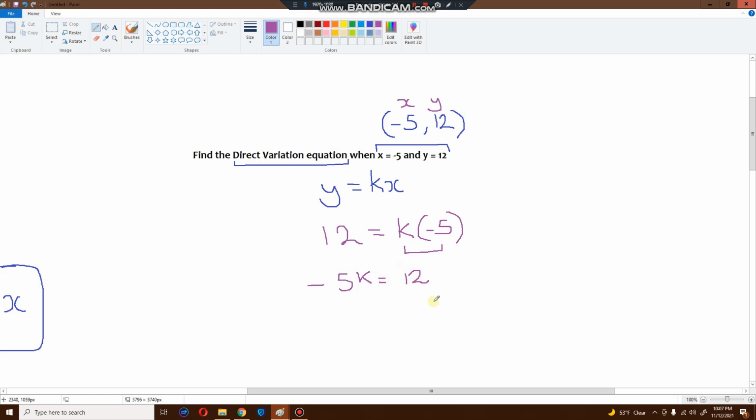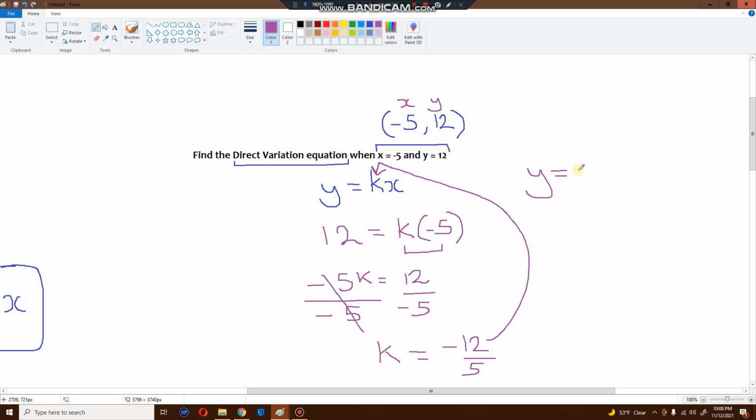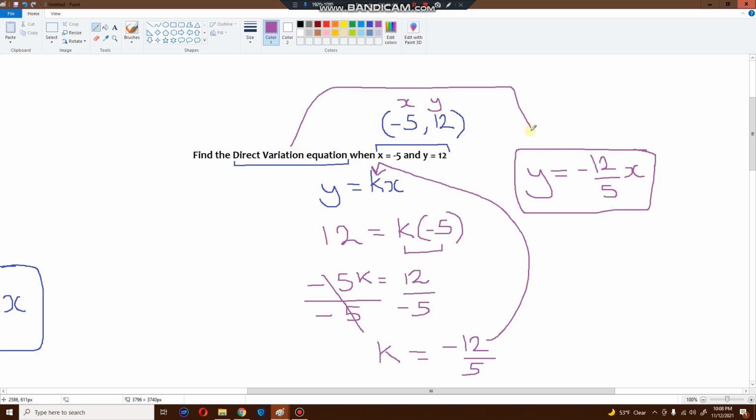I want k to be independent on its own, so I'm going to divide this by minus 5, and I'm going to divide this side also by minus 5. Minus 5 cancels. k is equal to minus 12 over 5. And now what do I do with this? I'm just going to plug it back in to this equation. So my final answer will be y is equal to minus 12 over 5x. And that is my direct variation equation. You see, kids? That's how you do it, okay?